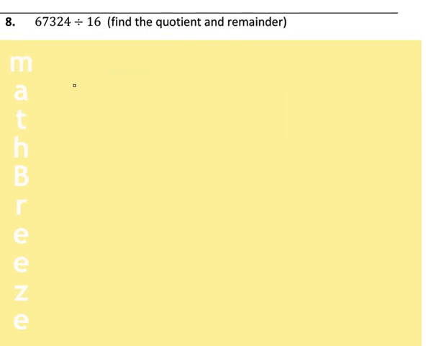Okay, let's do one more. So we're doing 16 divided into 67,324. So first we know that 16 doesn't go into 6, so we're going to try for 67. We're going to estimate how many times 16 goes into 67. Well, 16 times 2 is 32, and 32 and 32 is 64. So I'm going to try for 4.